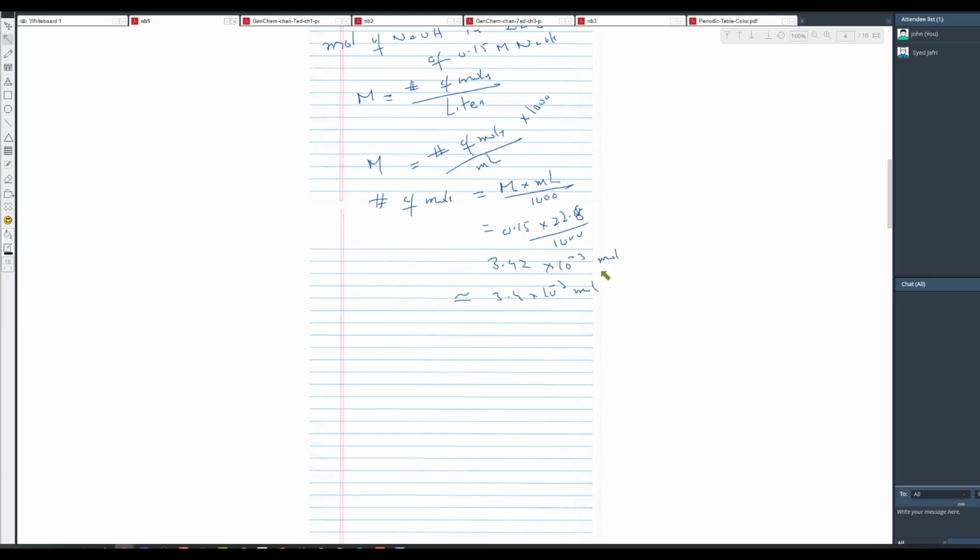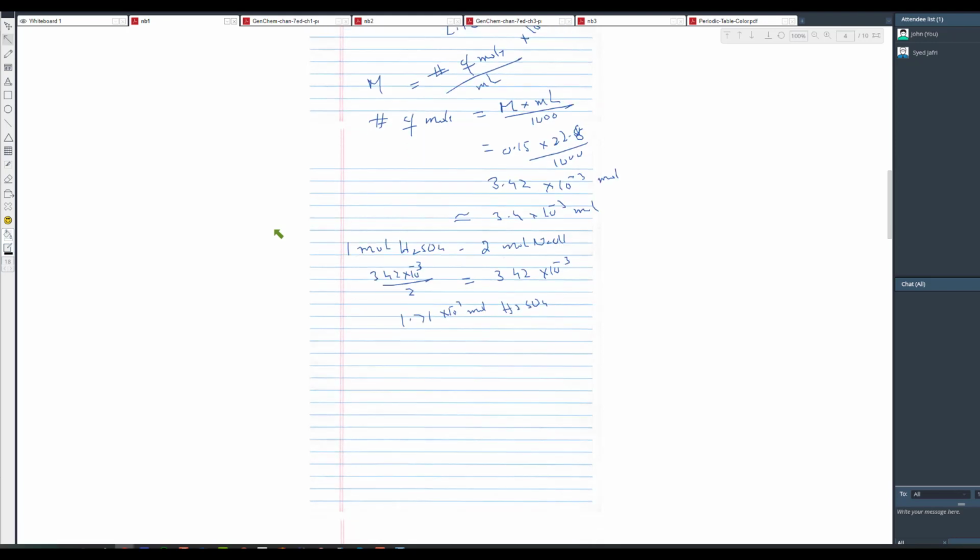Now I'm going to use the moles, because if you look at the equation, 1 mole of H2SO4 reacts with 2 moles of NaOH. So if it is 3.42 times 10 to the power minus 3, the H2SO4 is going to be half of that. Divided by 2, I am getting 1.771375 times 10 to the minus 3. This is the number of moles of H2SO4 during the titration.